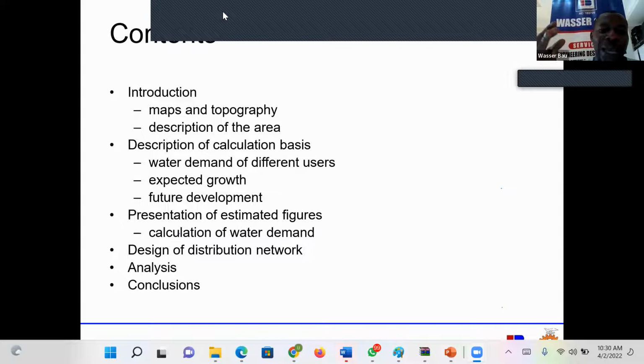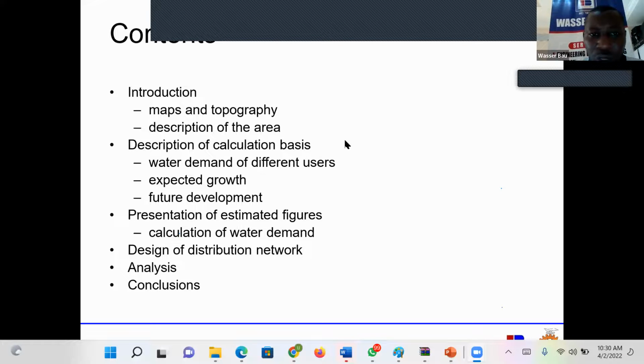Analyze if there are places you have low pressures, if there are places you have zero flow, if there are places that you need to reject. So after doing those things, you now make your conclusion. So these are the very practical steps of doing your water reticulation design.